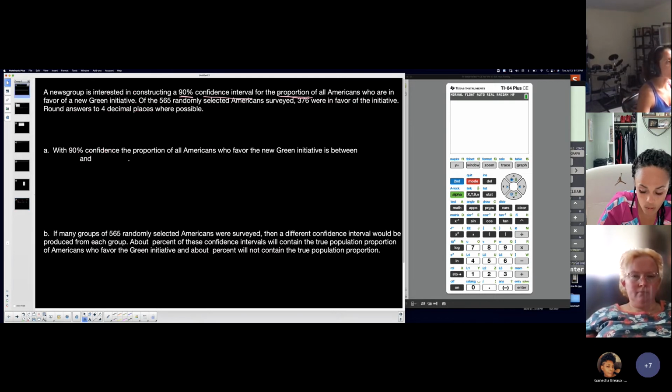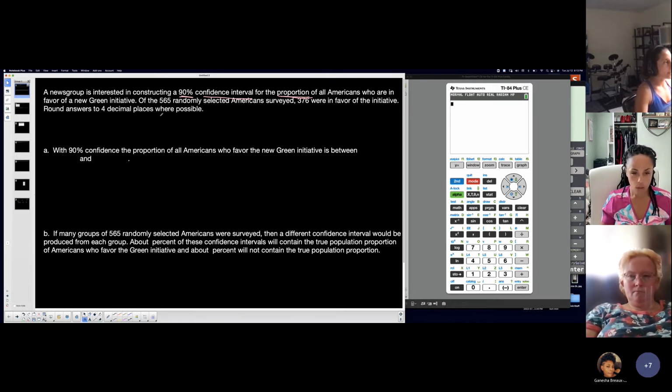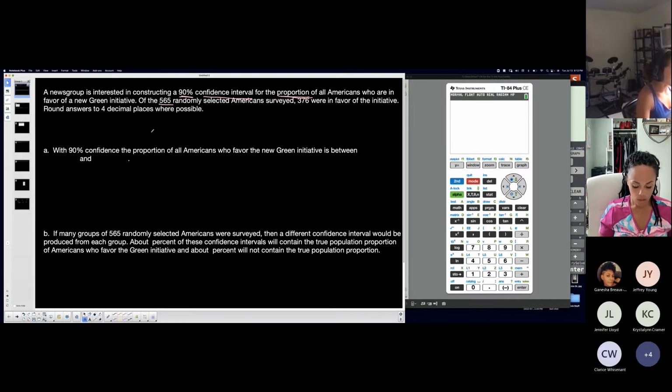So a confidence interval for the proportion of all Americans who are in favor of a new green initiative. All right, cool. Now, anytime we're doing a confidence interval, we're approximating something for a population. So now I need these sample values, right? What are the values from the sample? So out of 565 randomly selected Americans, my sample size is 565. 376 of them were in favor of the initiative.